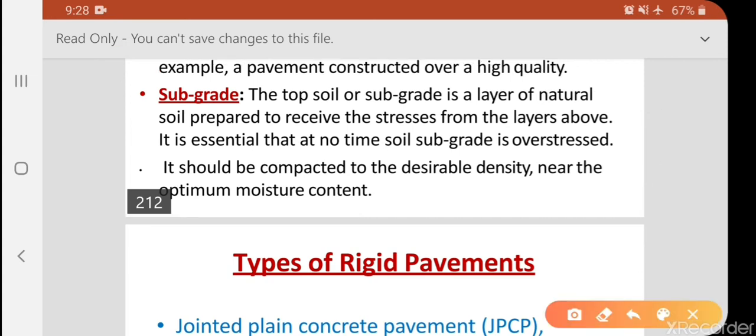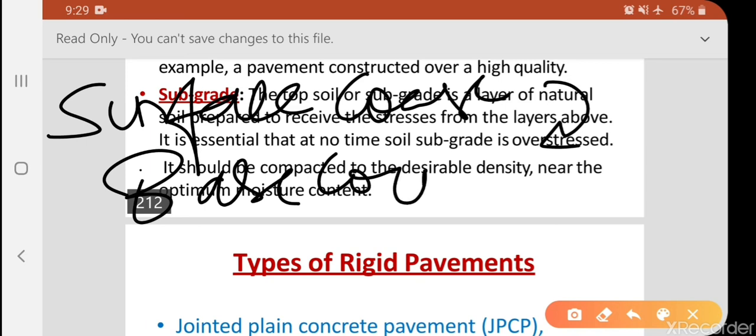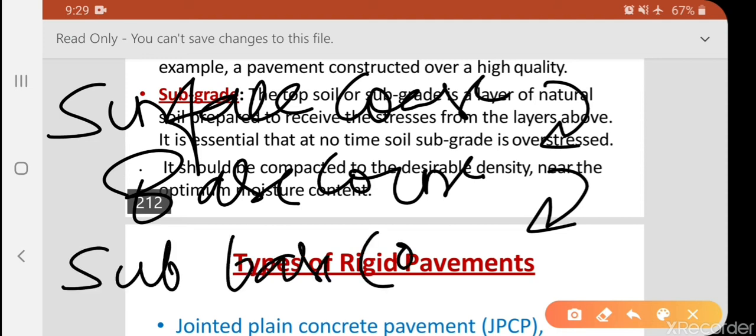So we can clearly say that in the examination, if they ask what are the functions or what are the layers, first you should write subgrade. From the beginning, I will come: surface course. Next, base course. Very next, sub base. As I have already told, it's optional. And the last one, subgrade.